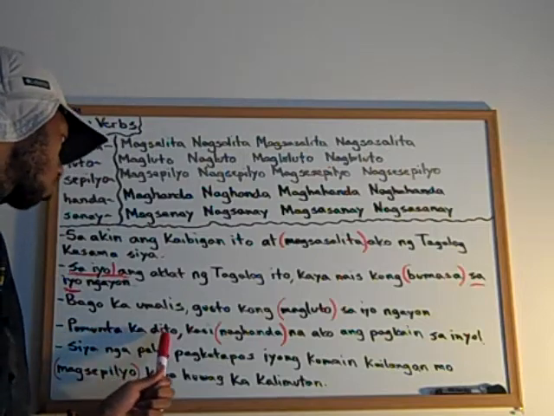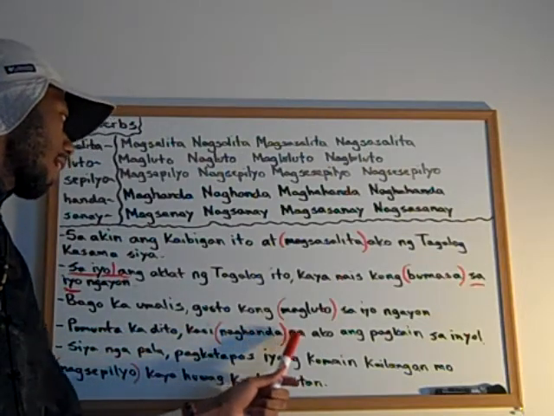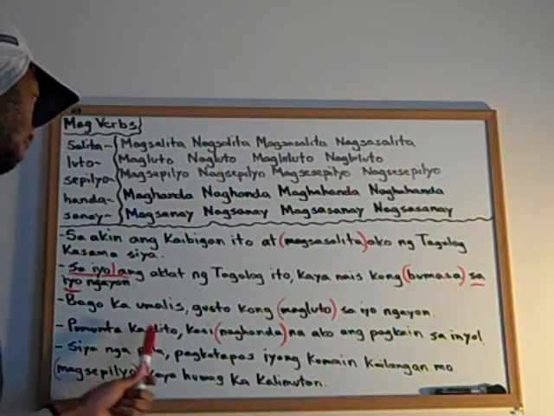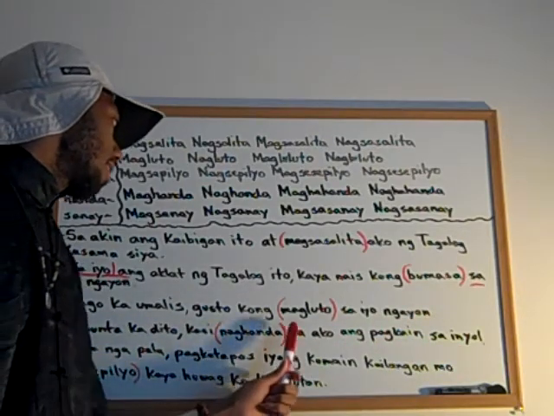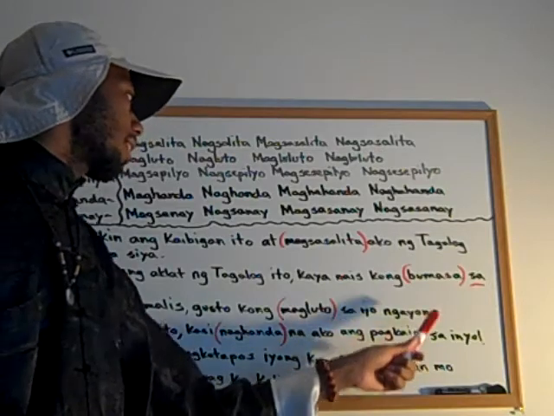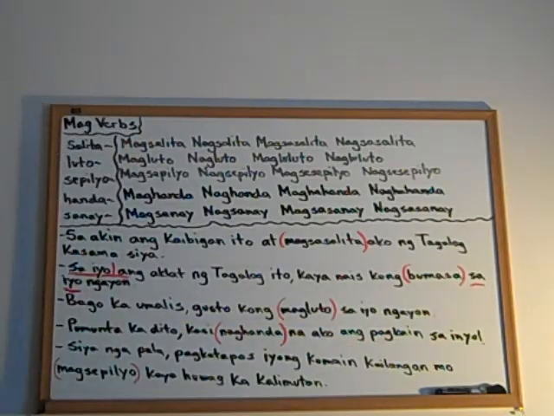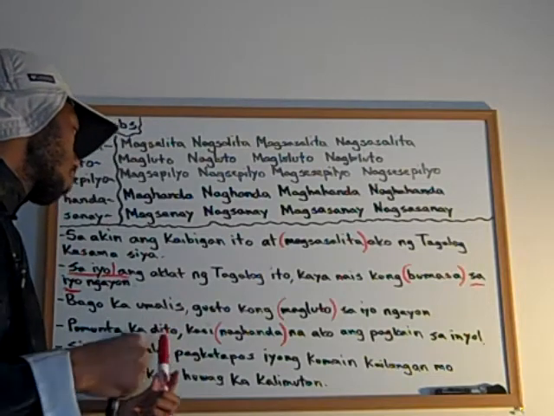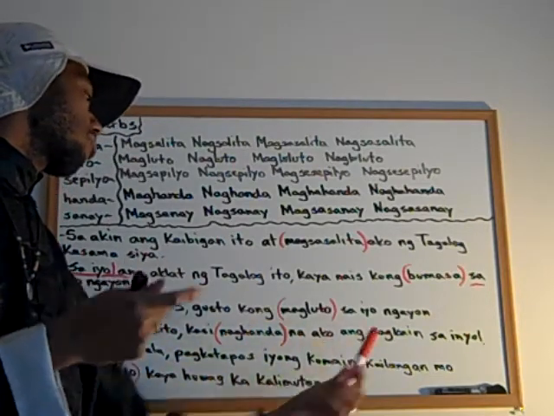Pumunta ka dito, kasi naghanda na ako ang pagkain sa inyo. Okay, so this means come here. That's a command. You come here because I've already prepared the food for you.